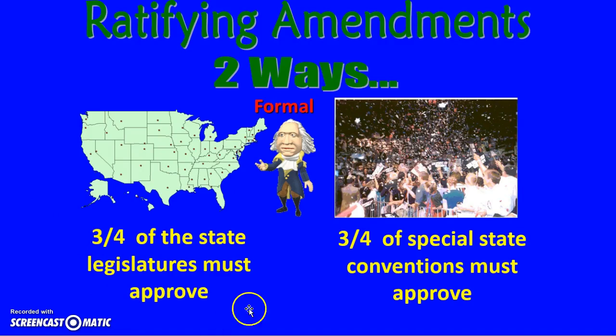All right, so now we're going to look at how to ratify or approve those amendments. It takes 3/4 of the state legislatures to approve the proposed amendment, and this has been used 26 out of 27 times. So this has always been pretty much the way it's done. Or it could take 3/4 of special state conventions, used once. So concentrate on this 3/4 of the state legislatures to approve or ratify.